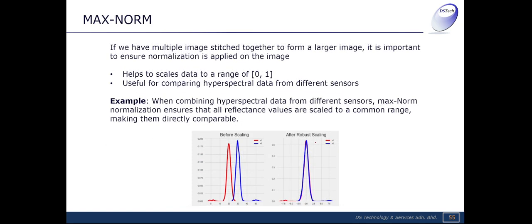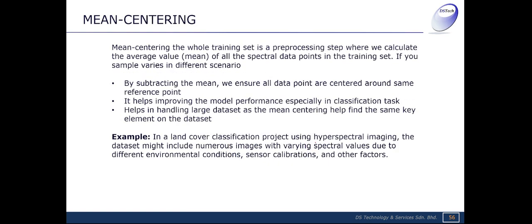Another one is max norm. Max norm is used when you want to scale. This typically happens if you have a different range or different illuminance. To be honest, I wouldn't really recommend using different illuminance, but sometimes it happens. Then you want to use max norm, meaning you want the same sort of spectral distribution or spectral range, and you scale it to be together for better comparison. Another one is min centering.